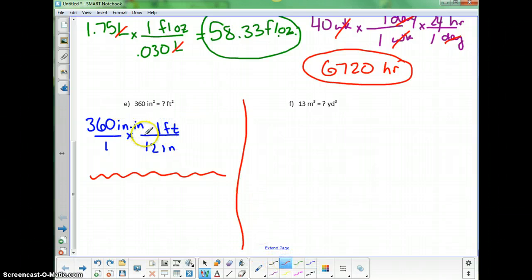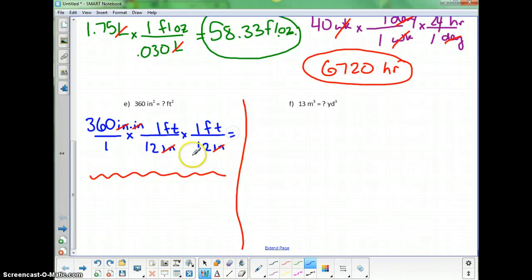But by doing that conversion, that only gets rid of a single one of the inches. It doesn't get rid of the entire square inches. So we need to do that same conversion again to be able to get rid of the second inch measurement. So 12 inches again is 1 foot again. Now the other inch will cancel with the second inch.